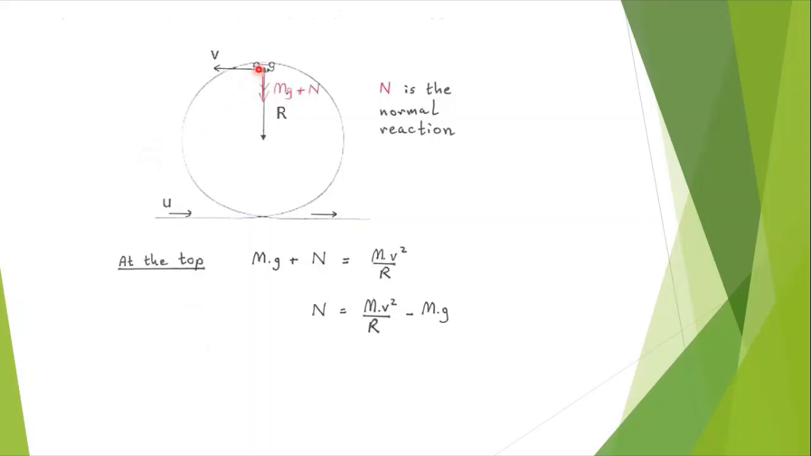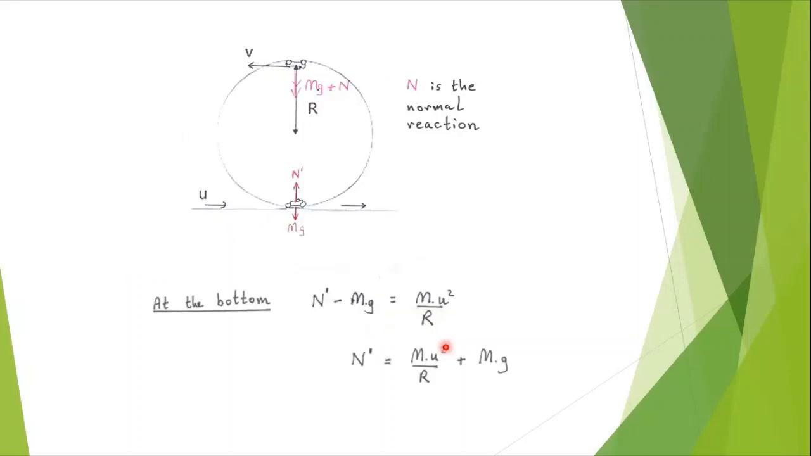Well, at the top, if N is the normal reaction acting downwards, and mg is the weight, what is the centripetal force? The centripetal force acting towards the center is the weight plus the normal reaction force, which equals mv squared over r. A quick bit of arithmetical jiggery-pokery, and we get that N equals mv squared over r minus mg. I haven't given you any numbers, but a question may involve giving you some numbers.